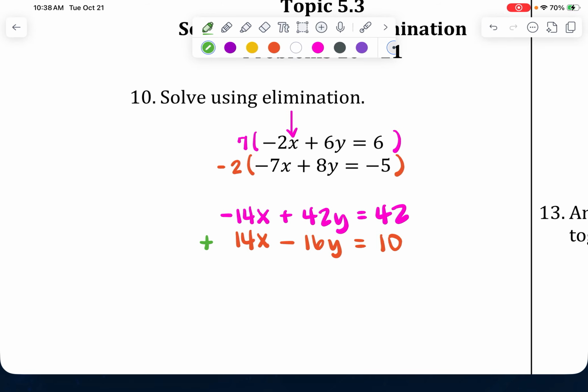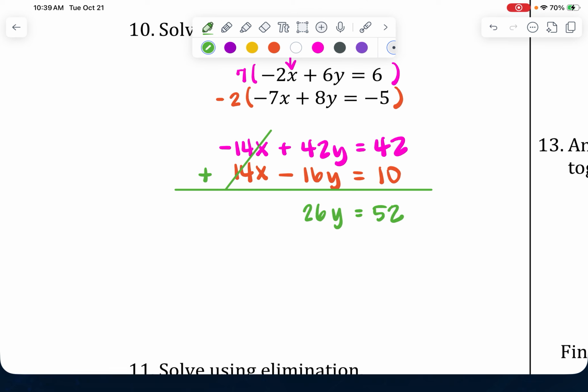And now I can add vertically because now my x terms cancel. Okay, and that's the whole goal. So now I can add everybody else. 42 plus negative 16 is going to give me 26y, and 42 plus 10 gives me 52. And then I just have this easy peasy little algebra equation to solve, where I can just divide by 26 to solve for y, and that is a nice pretty y equals 2.